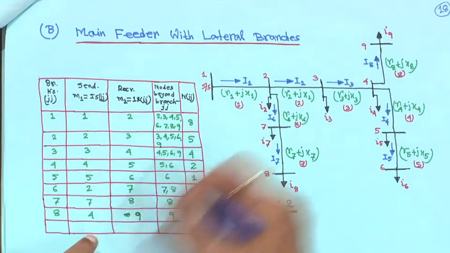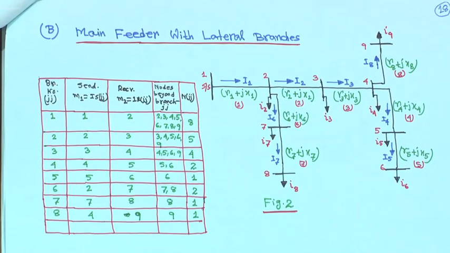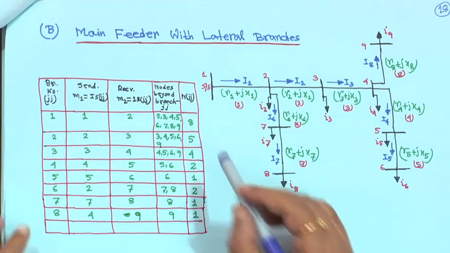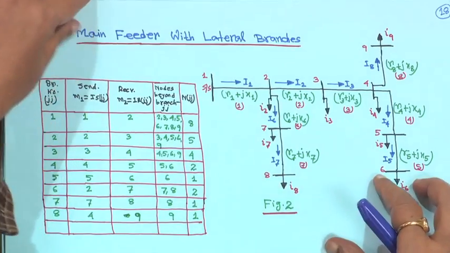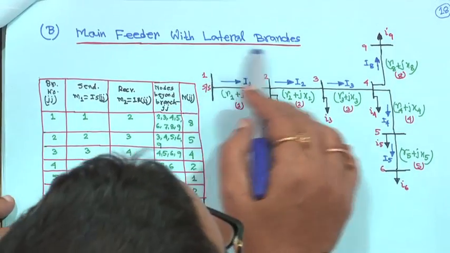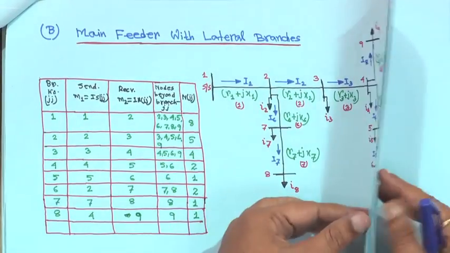If you calculate using the same thing, your voltage and your current will automatically be calculated the same way, but the only thing is that you have to compute the EJK matrix. So, this is actually the element EJK matrix. This is actually a main feeder with lateral branches, for explanation.